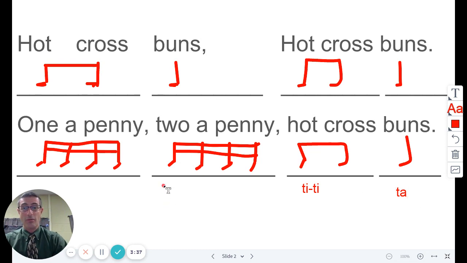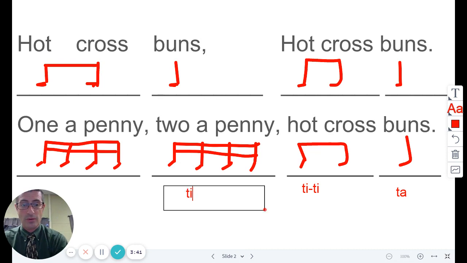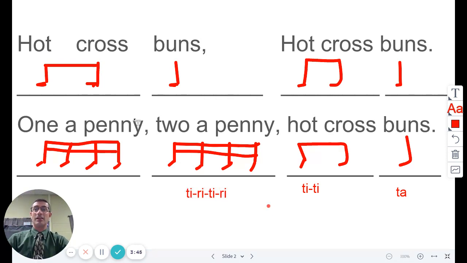But over here, when we had these four syllables on a beat, that's where we had that new one called teary teary. That new rhythm there. So again, if you sing those words, hot cross buns, one a penny, two a penny, hot cross buns. But you guys are way better than words, right? We could also do tee tee ta, teary teary teary teary tee tee ta.